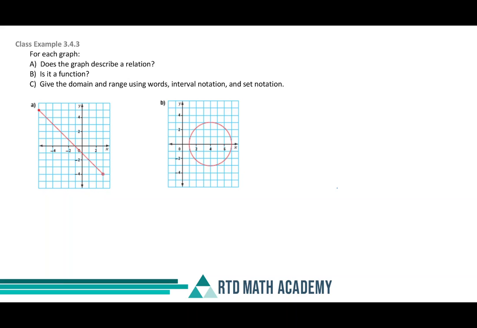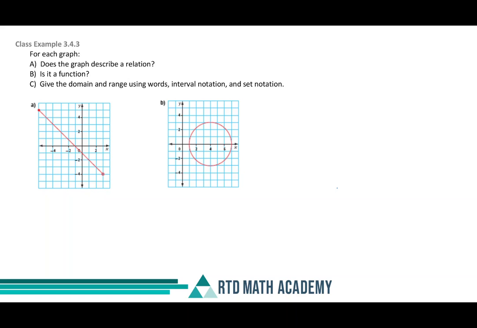Class example 3.4.3. For each graph, we want to know, does it describe a relation? Is that relation a function? And we're going to find the domain and range. In the next example, I go through a little bit more detail on the difference between interval and set notation. So if you need that extra detail, you can jump ahead to the next lesson and then come back to this one. In the meantime, we're going to talk about, does the graph represent a relation?